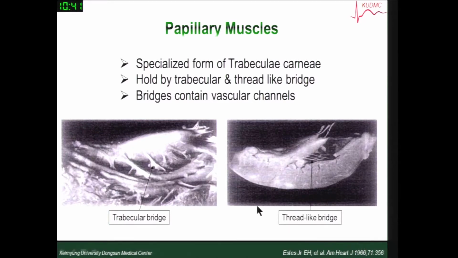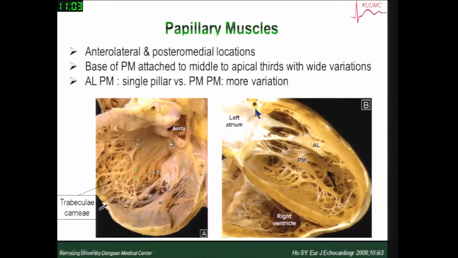So it's already 1966, there was an anatomical and histological study. The papillary muscle is held by trabecular bridges and a kind of fine thread-like bridge. It can hold the papillary muscles. And that bridge contains vascular channels also, quite genius. The papillary muscle has two big components, the anterolateral area and the posteromedial location. If you think about the mitral leaflets, the anterior leaflet and the posterior leaflet, if you look at the attitudinal location of the mitral leaflet, you can assume where the papillary muscle is located.